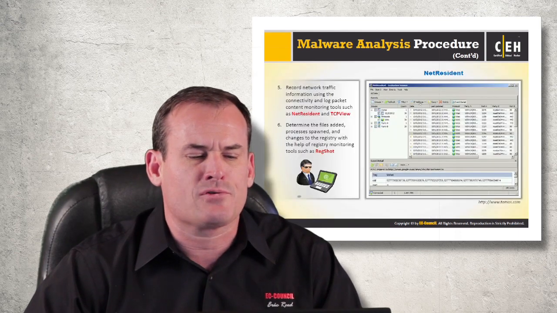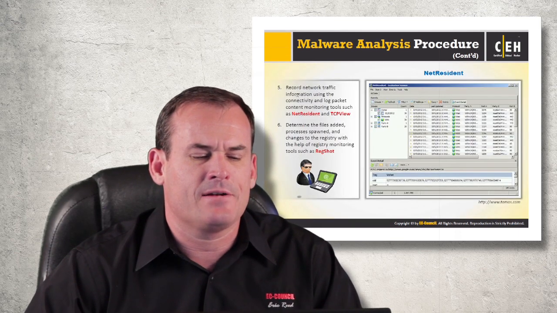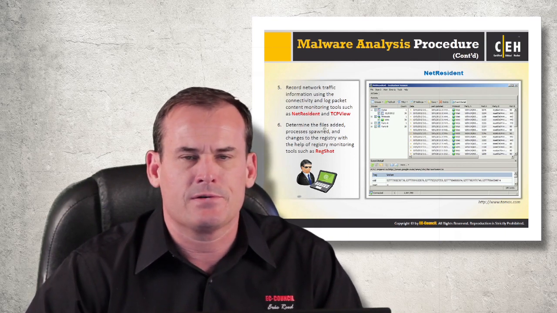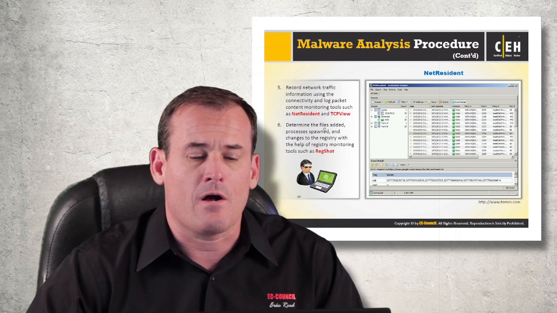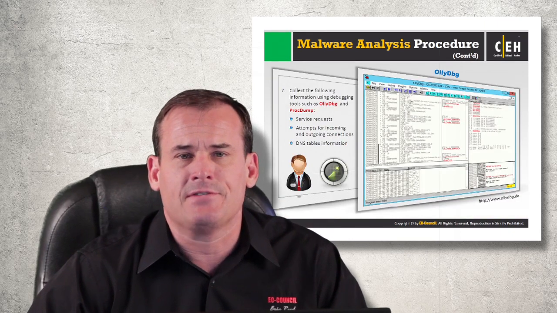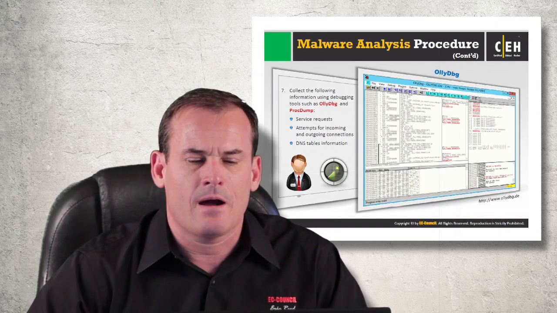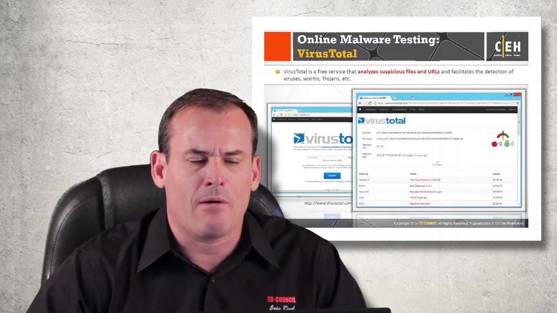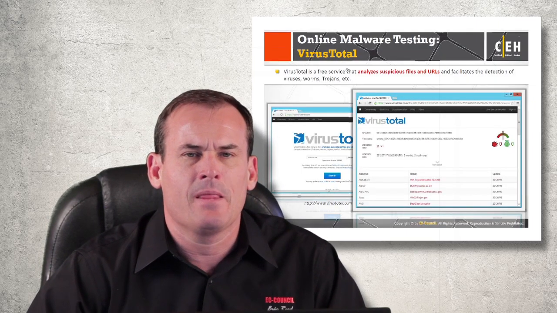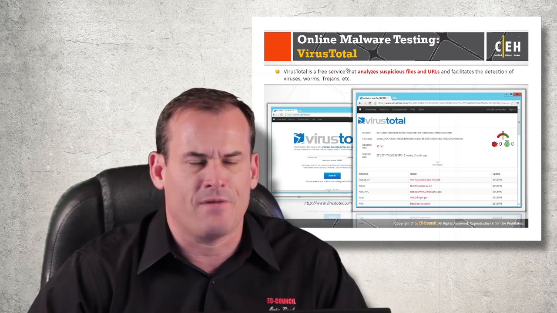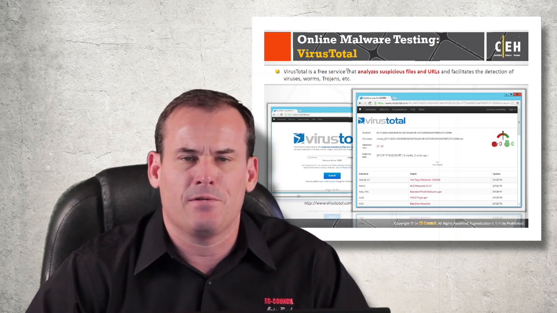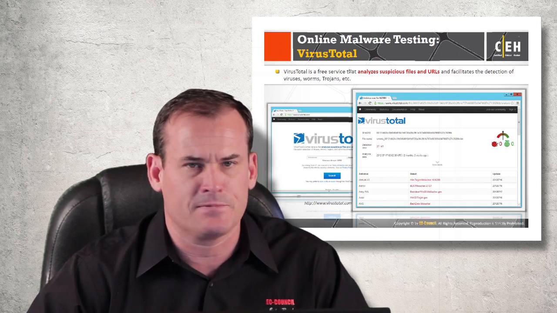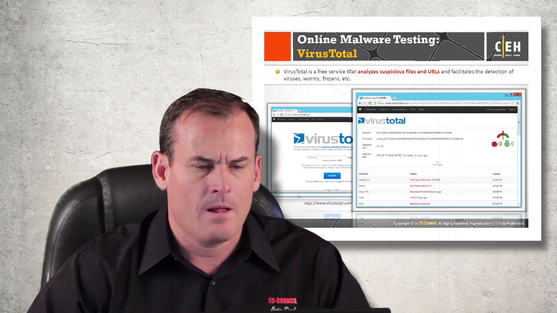All right, record network traffic, and determine the files added, processes spawned, and changes to the registry, using monitoring tools like Regshot. All right, OllyDbg is a debugger. We'll see an example of this in the lab. IDA Pro as well. We'll also see an example of that in the lab. Online malware testing is typically a submission to an online provider where you upload the file, they scan it, and report back whether or not the file is found to be infected.